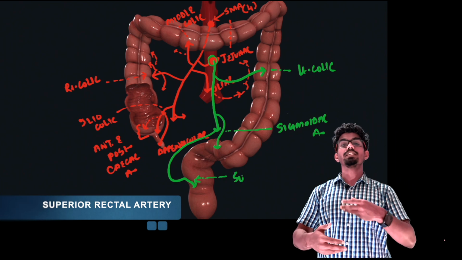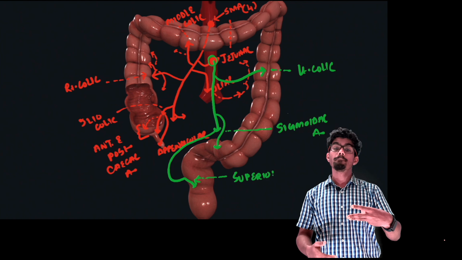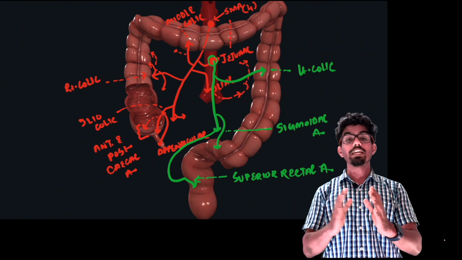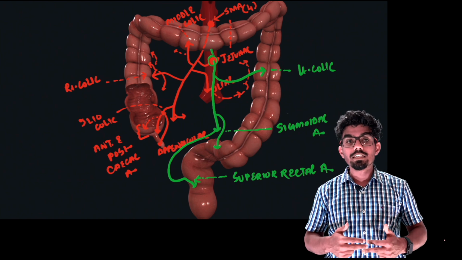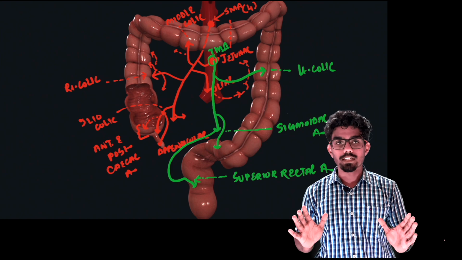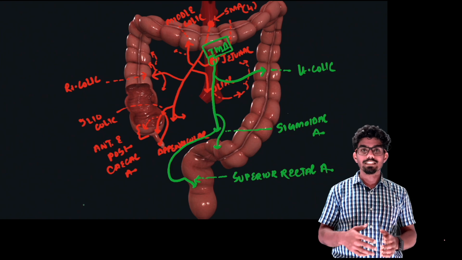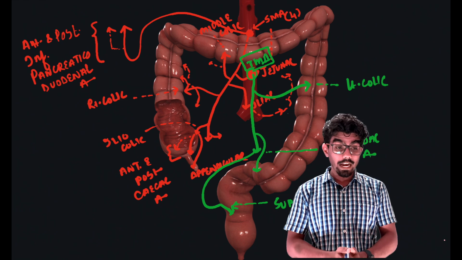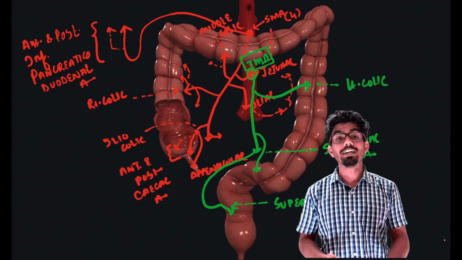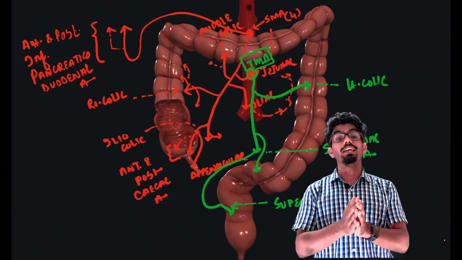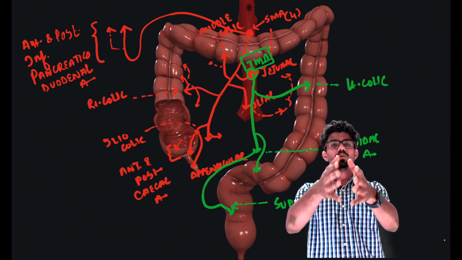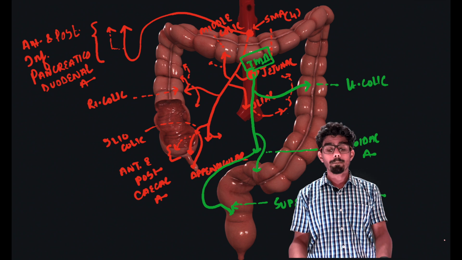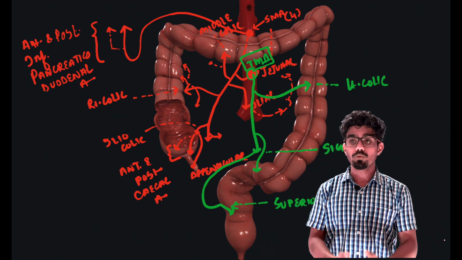Look, the rectum has three arterial supplies. One is the superior rectal artery, another one is the middle rectal artery, another one is the inferior rectal artery. The superior rectal artery is a branch of your inferior mesenteric artery. Clear? The middle rectal artery is a branch of the internal iliac artery, the anterior division of the internal iliac artery, and the inferior rectal artery is a branch of the internal pudendal artery. Clear?